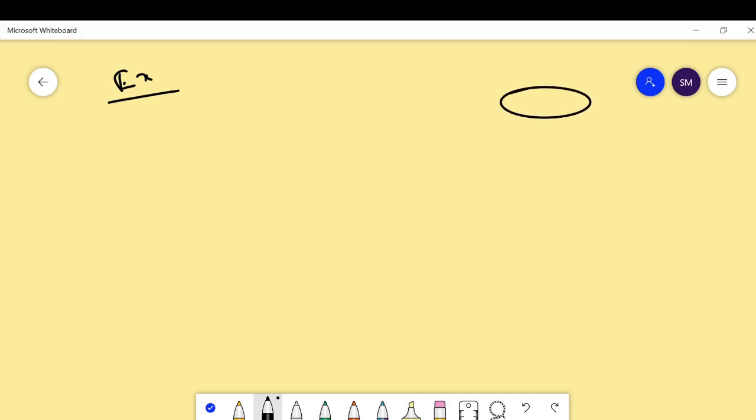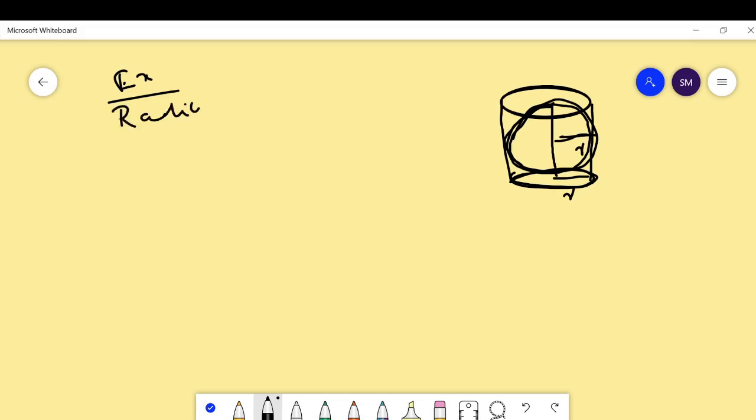This is a right circular cylinder. A sphere is enclosed in the right circular cylinder. This means the radius of the cylinder is equal to the radius of the sphere, and the height of the cylinder is the diameter of the sphere.